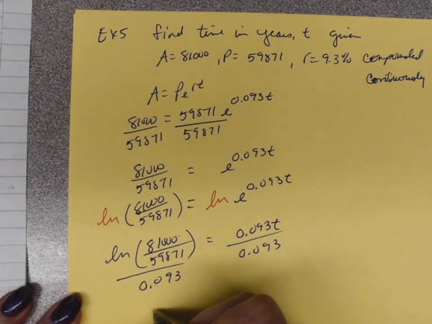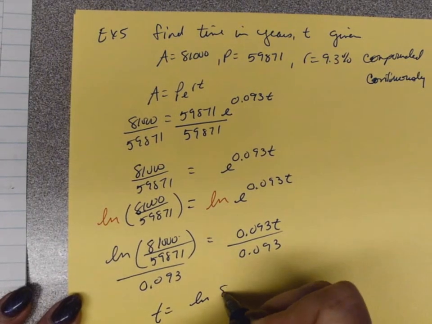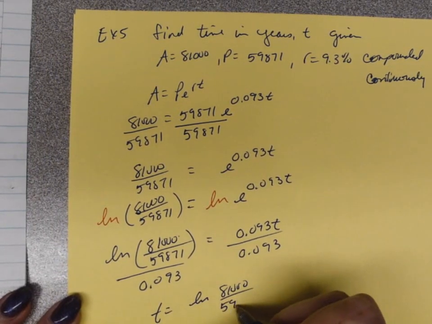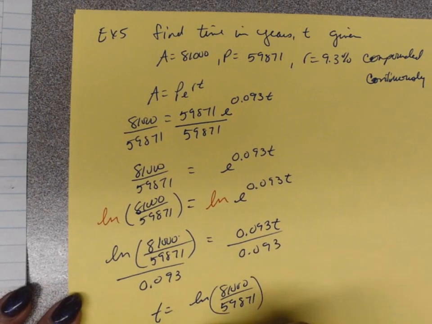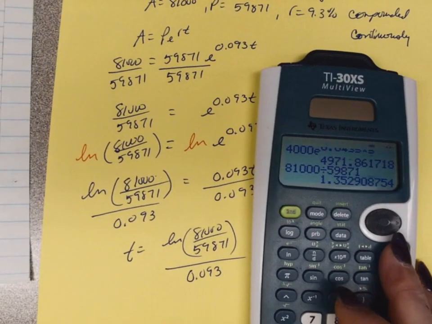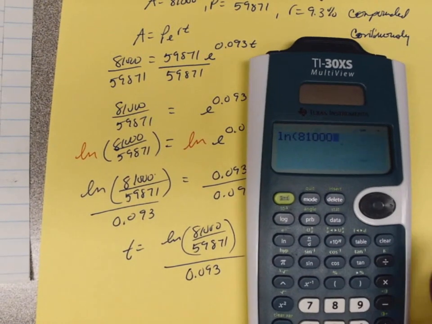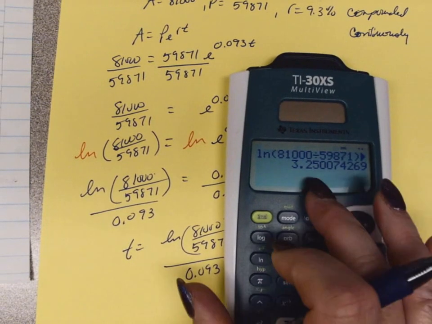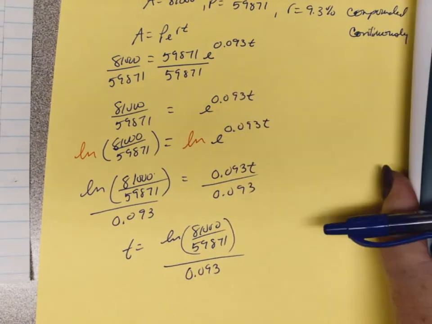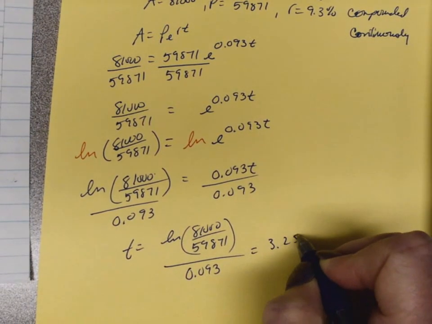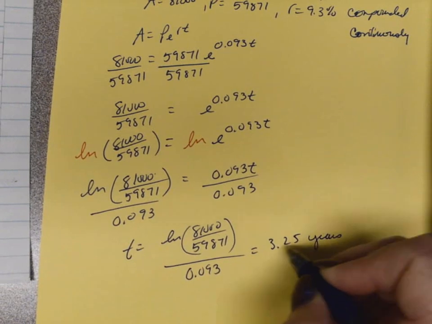And so now we have t is equal to the ln of 81,000 divided by 59,871 divided by 0.093. So to put that in your calculator, you're going to have your ln of 81,000 divided by 59,871, close the parenthesis, and then divide by the 0.093. And you're going to get 3.25007. So we're going to do 3.25. And again, t is in years.